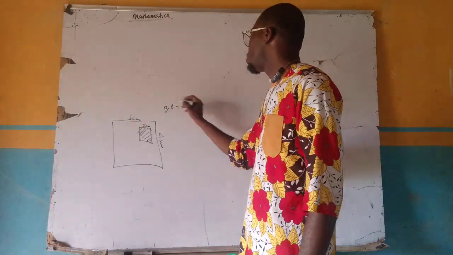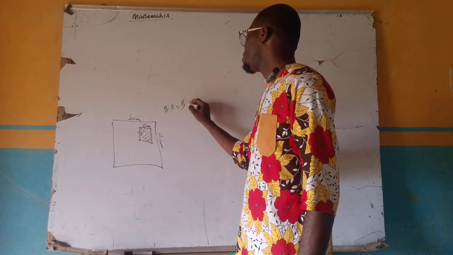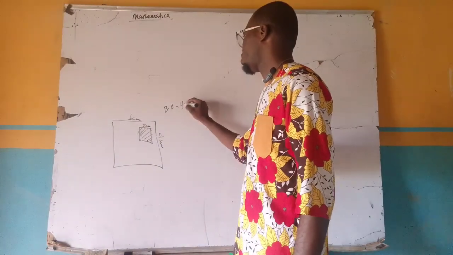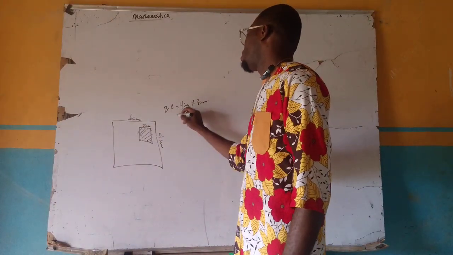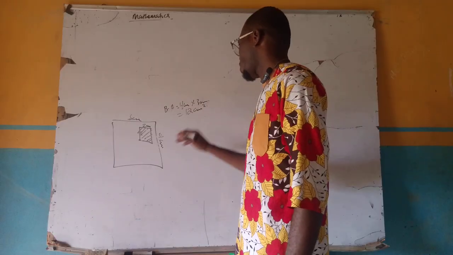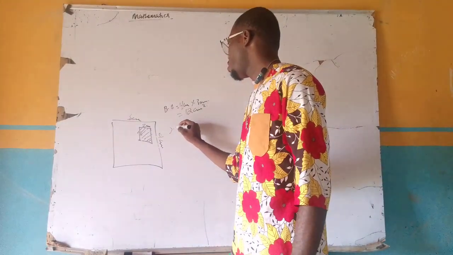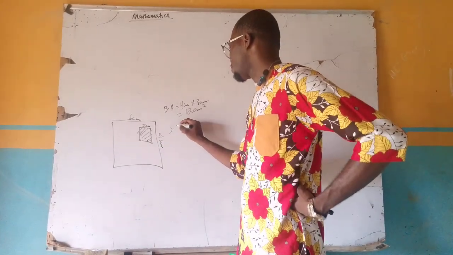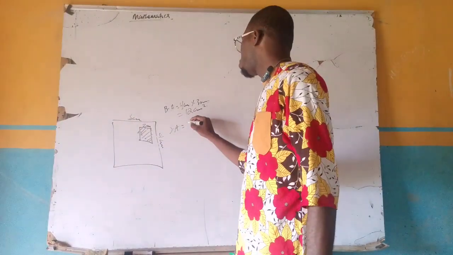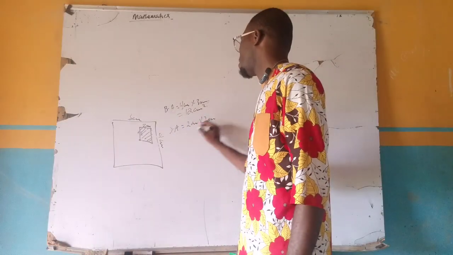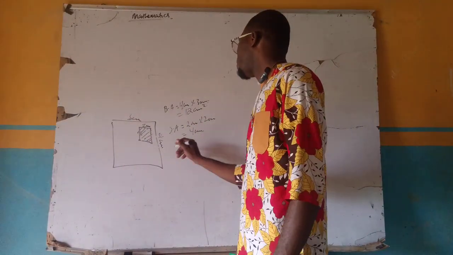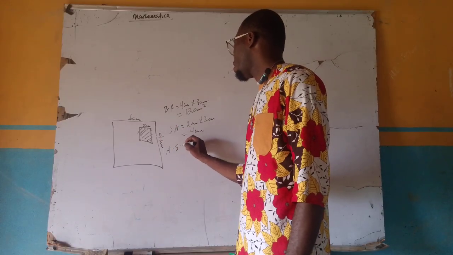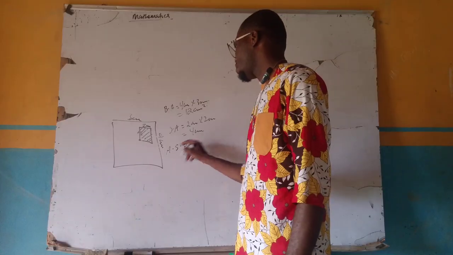So we have 3 centimeter times 4 centimeter. Length times breadth, that's 4 centimeter times 3 centimeter. So that will give us 12 centimeter what? Square. So we have found that. Then for the small area, we have 2 centimeter times 2 centimeter. That will give us what? 4 centimeter square.